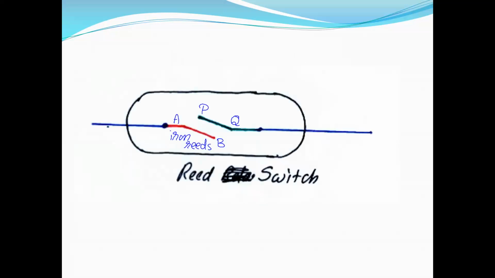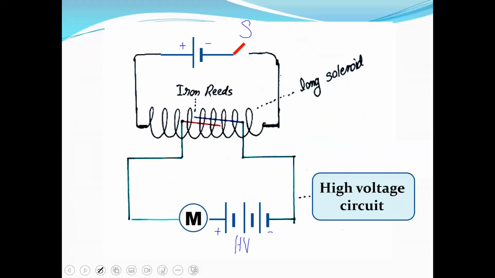This is called a reed switch. There are two iron reeds here. When you magnetize them, these iron reeds get in touch with each other. They join each other, and this is how the circuit works. The two reeds join together to make a common circuit connection. This is called a reed relay.